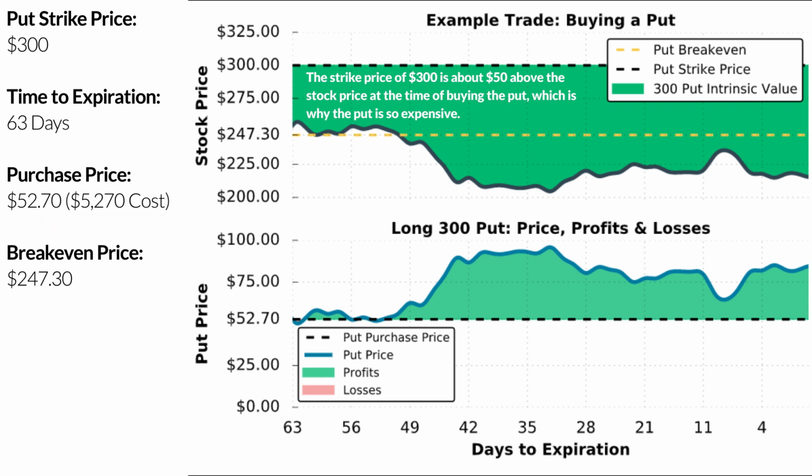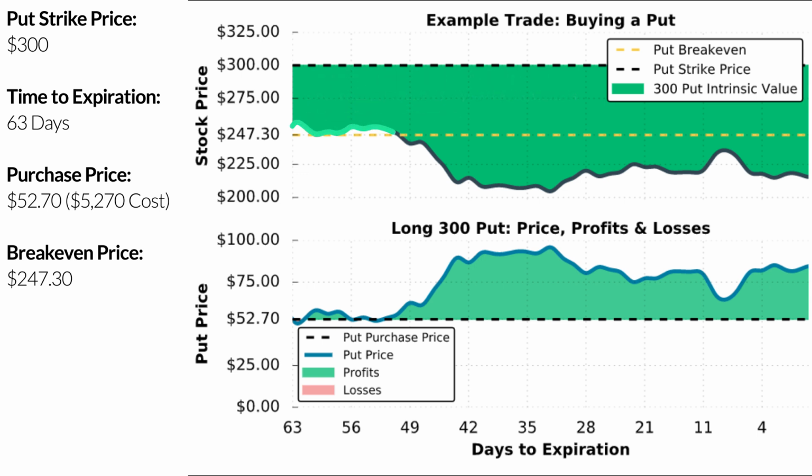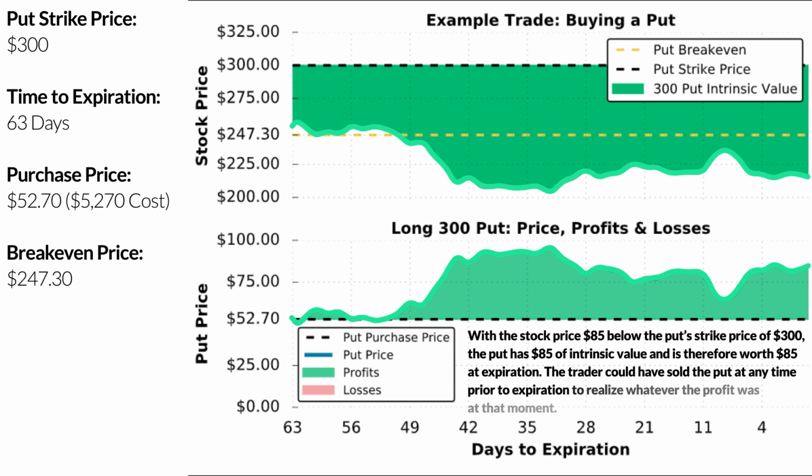As we can see, the stock price decreases steadily over the entire duration of the trade and is well below the break-even price of $247.30 at the time of expiration. At expiration, the stock price is around $215, which means the 300 put option has $85 of intrinsic value because the 300 put has the ability to sell shares of stock $85 above the share price of $215.